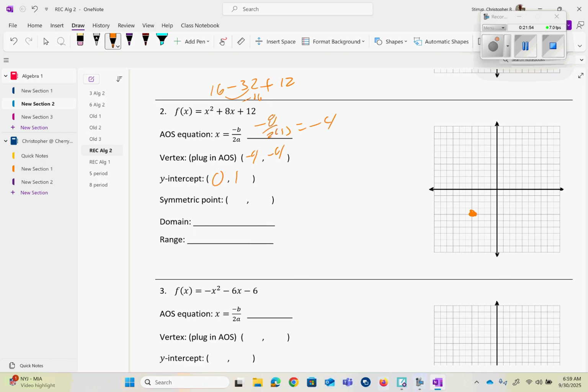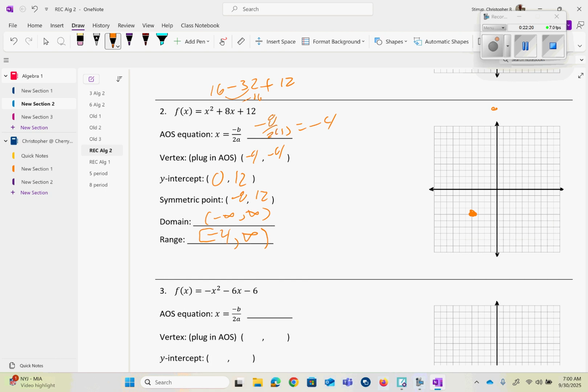Y-intercept is going to be (0, 12), so that's up here someplace. Symmetric point, we'll find out here in a little bit. All right, so I guess we can find that symmetric point. So we are over 4, so if we go over the other way, symmetric point will be (-8, 12). Domain negative to positive infinity. Range just opens up, so y component of the vertex, so from -4 to infinity.